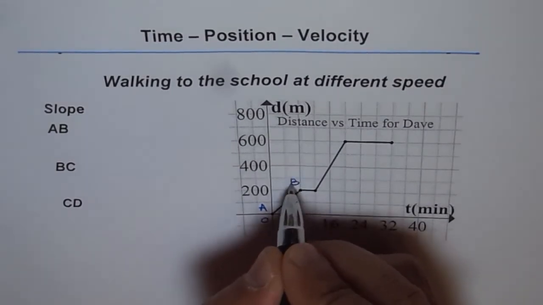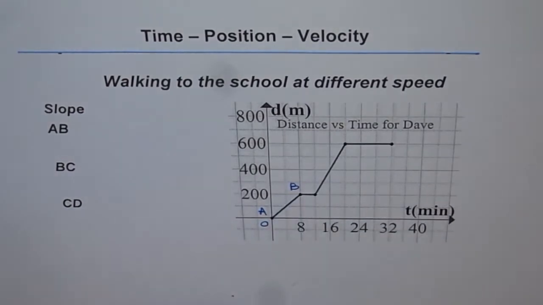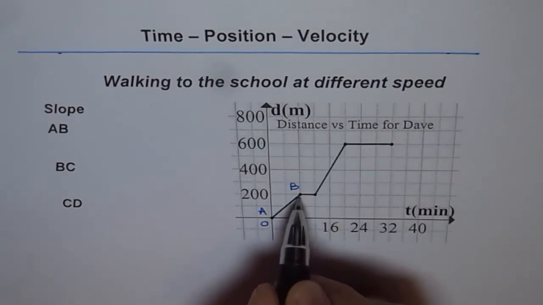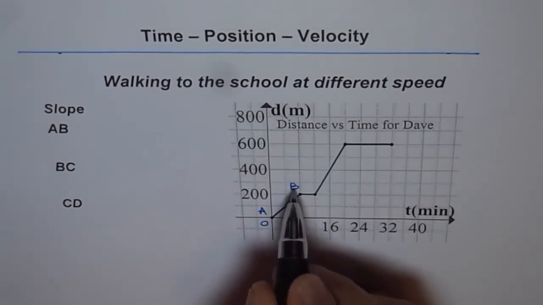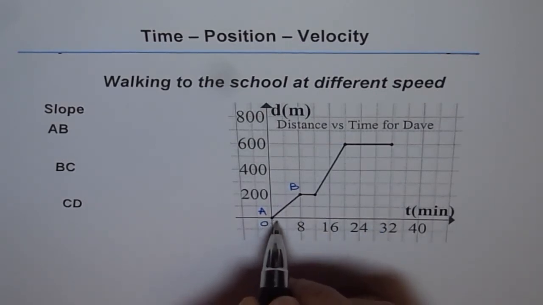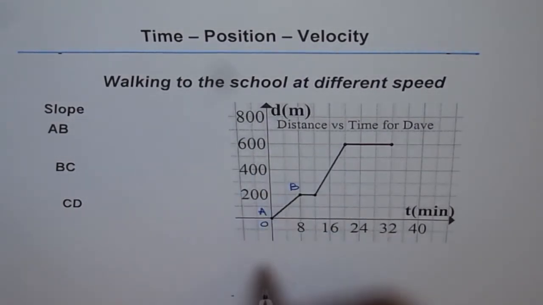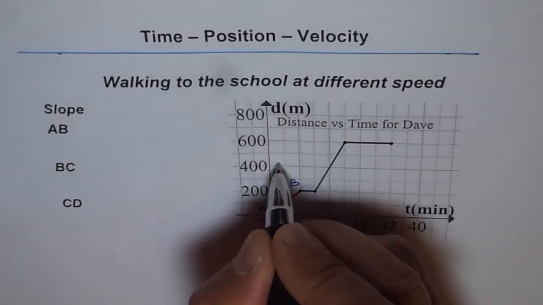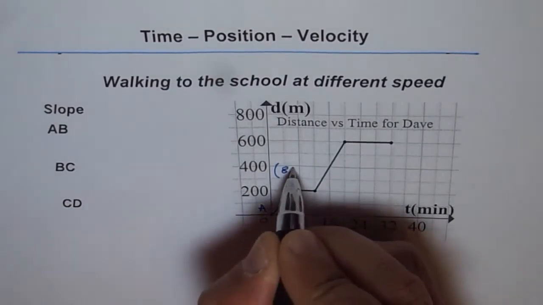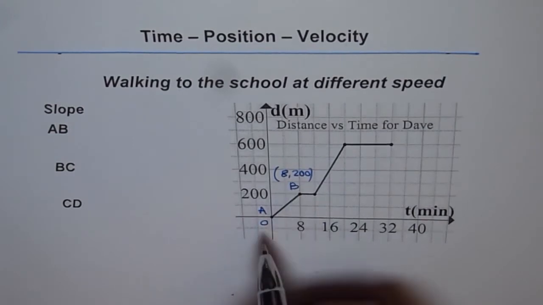At point B, can you read the position of point B? When we say position, what we are trying to say is what is the x-coordinate and y-coordinate for B. Along the x-axis we have time, so we have 8 minutes, and along the y-axis we have distance, which is 200 meters. So point B can be written as 8, 200. So that becomes the position of point B, right?